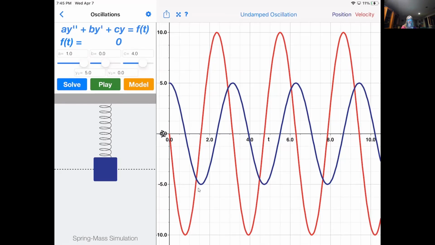As you get to a minimum of your position, you're going to have a zero velocity. You get to a maximum of your position, you're going to have a zero velocity. The velocity is maximum and minimum at the inflection point. So all the things we know from calculus is happening here. And this is what's known as simple harmonic motion. This will never, ever end.